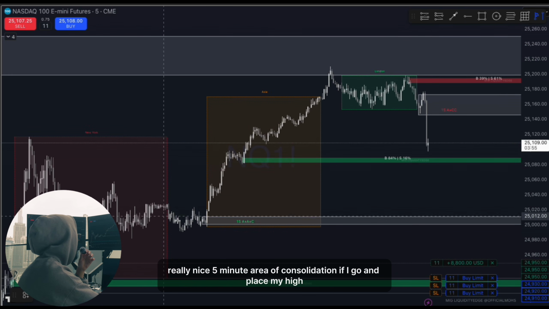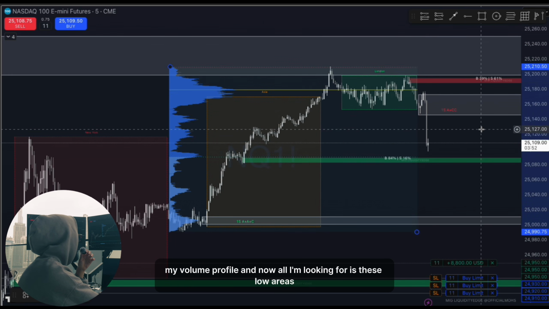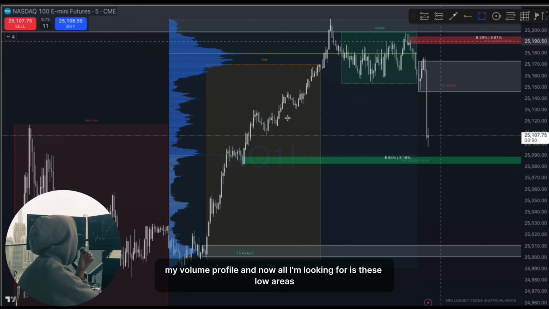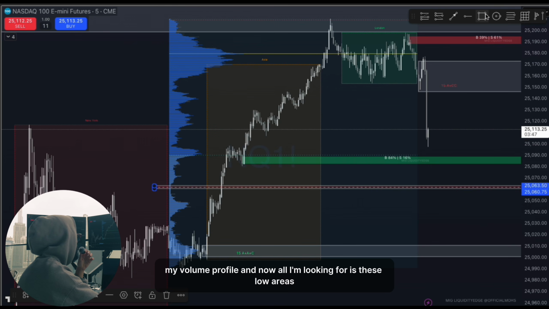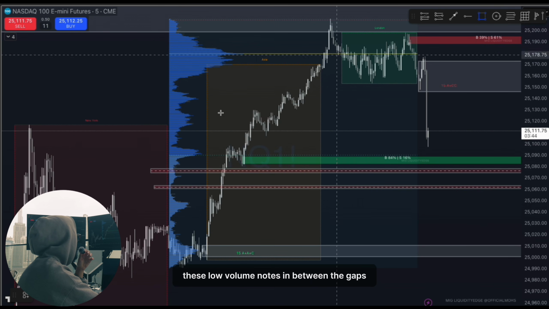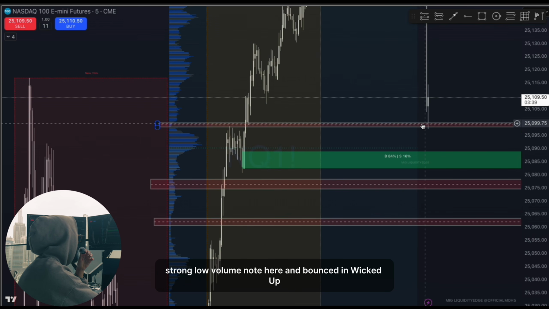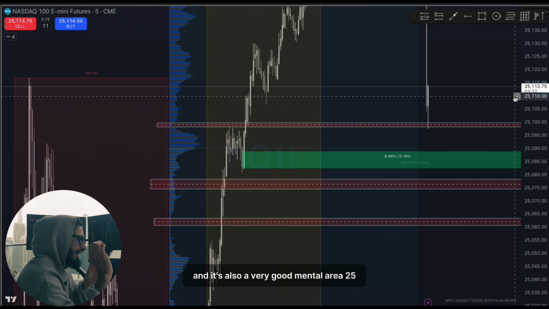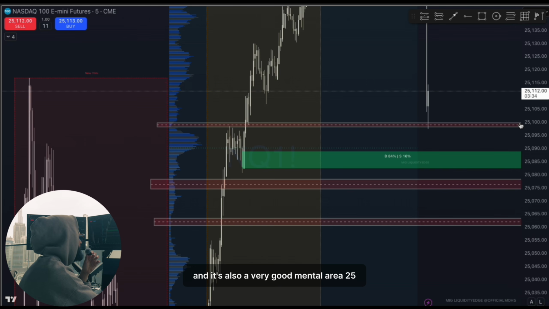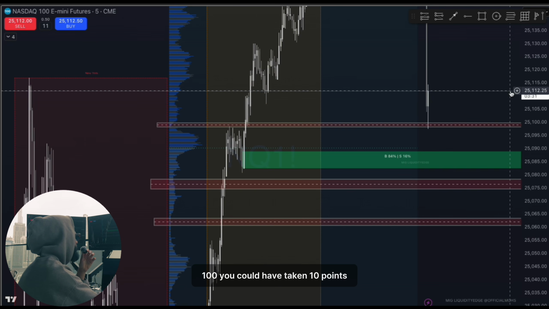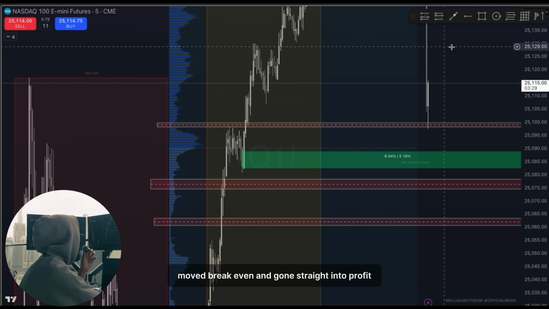If I go and place my volume profile, now all I'm looking for is these low areas, these low volume nodes in between the gaps. And this is a really nice example. Strong low volume node here and bounced in, wicked up. And it's also a very good mental area, 25,100. You could have taken 10 points, moved break even, and gone straight into profit.